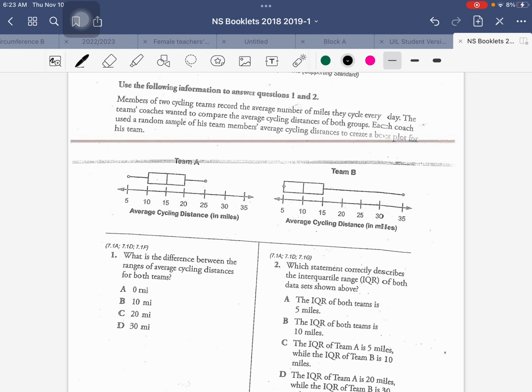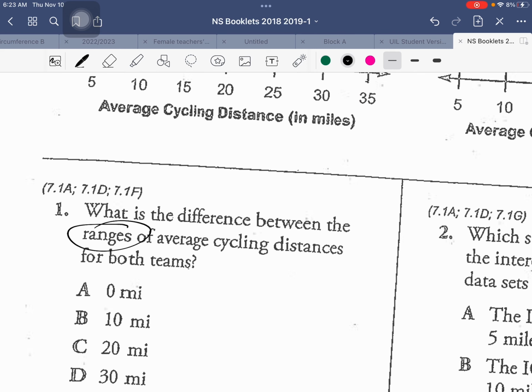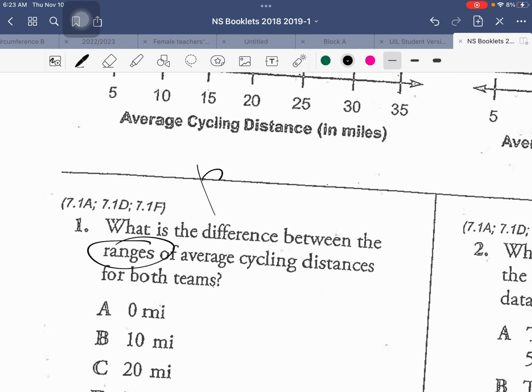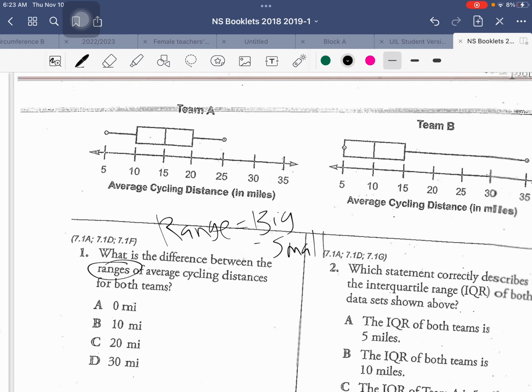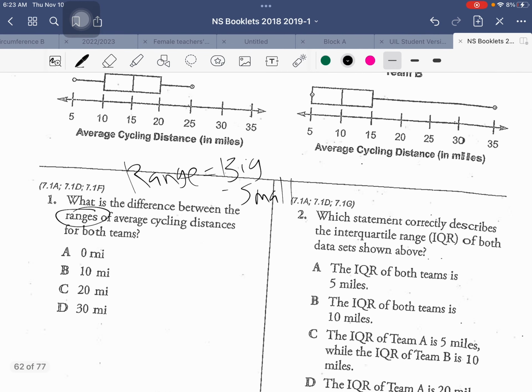And this one's very, very simple. This one you're going to do on your own. What is the difference between the ranges? So find the range. Range is big minus small for both of them. Go ahead and label it on your own and find the difference between them. 20 and 30. That's going to be easy.